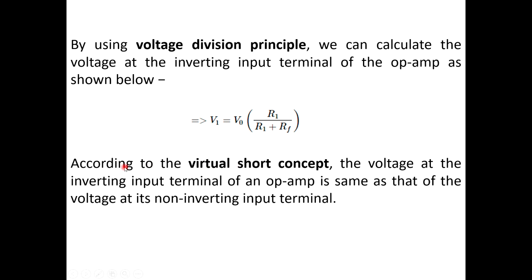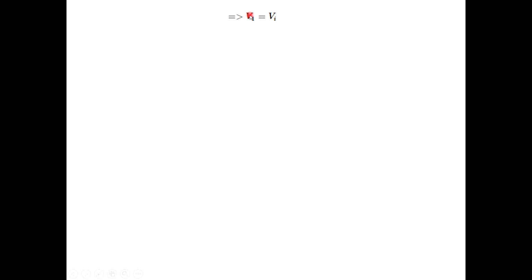Now, the virtual short concept: the voltage at the inverting input terminal of the op-amp will be the same as that of the voltage at its non-inverting input terminal. Extending that to this equation, what can we write further? We can write V1 is equal to Vi. What is V1? V1 has already been found out to be equal to V0 into R1 by R1 plus RF. Okay. So again, if I want to find out the gain from this equation, what do I get?